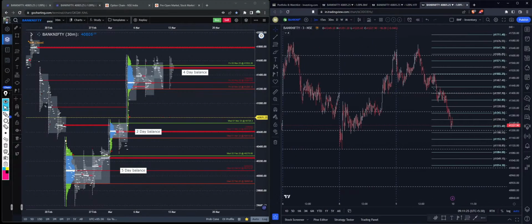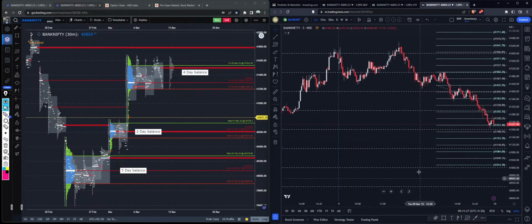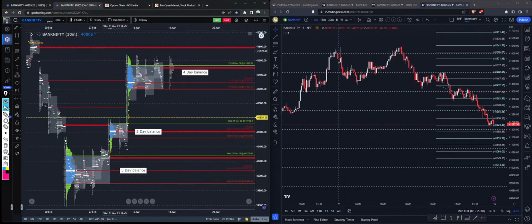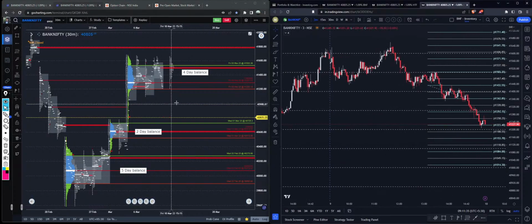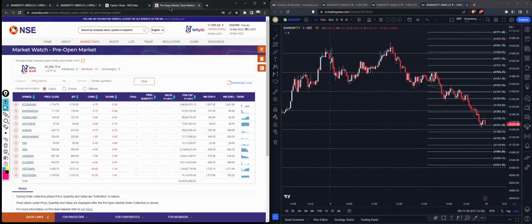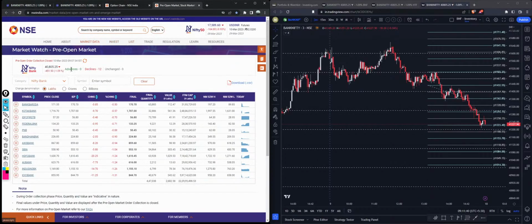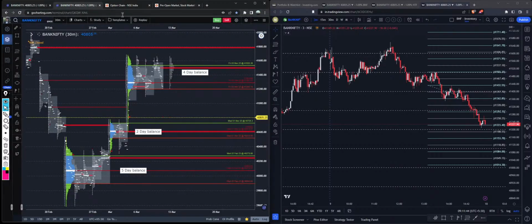Why isn't the pre-open number updated here? That's fine. It's not updated in TradingView, but it has been updated in GoCharting, and yes, 451, so 40,800 is the area to observe.